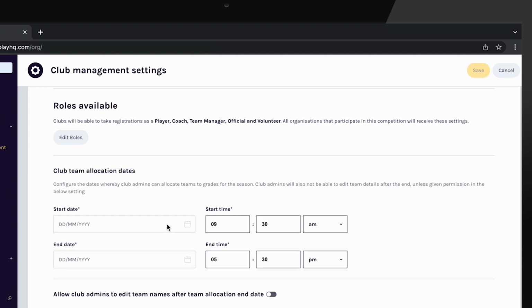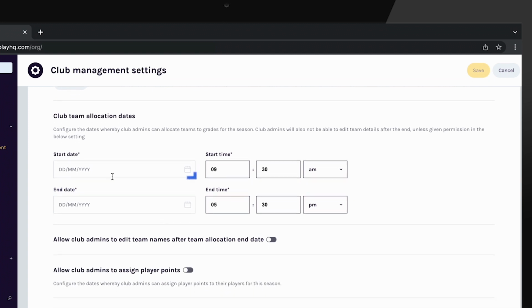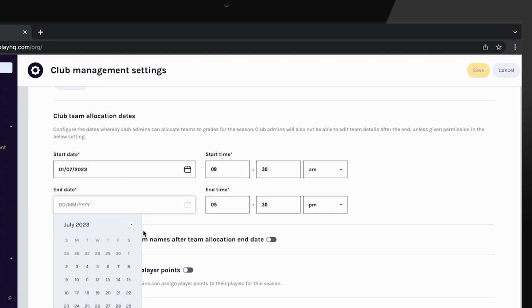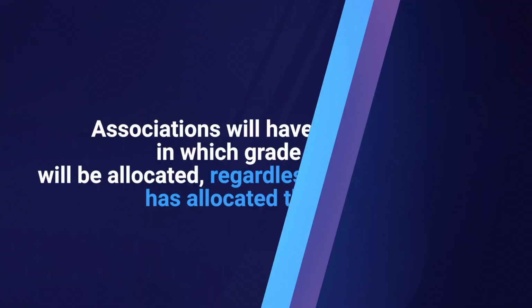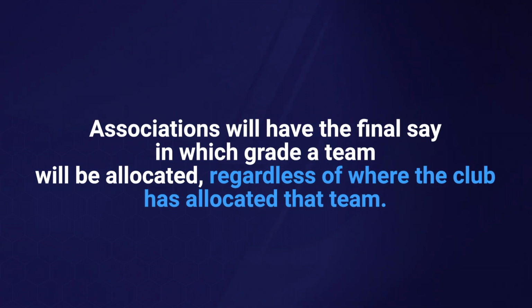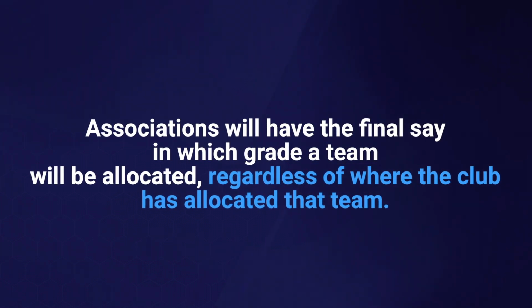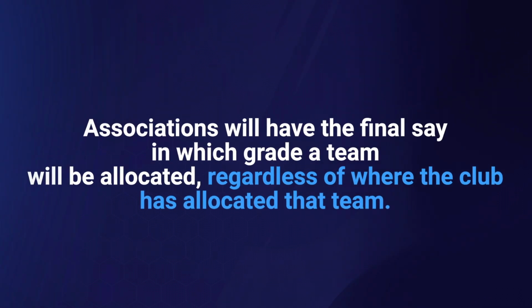Next, enter the club team allocation dates. Within these dates, clubs will be able to allocate their teams to grades. Outside of these dates, clubs will still be able to create teams, however, they won't be able to allocate them to a grade. And of course, as the association, you will have the final say in which grade a team will be allocated, regardless of where the club has allocated that team.